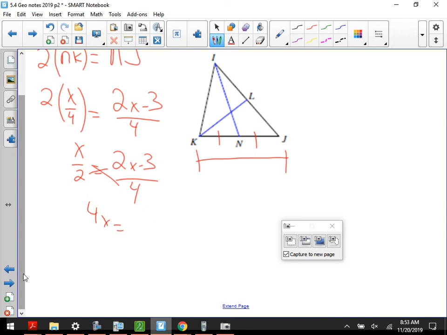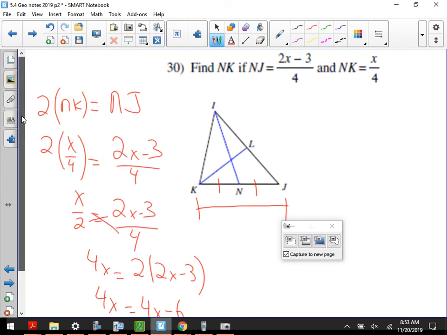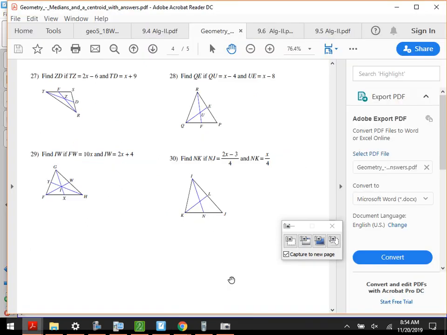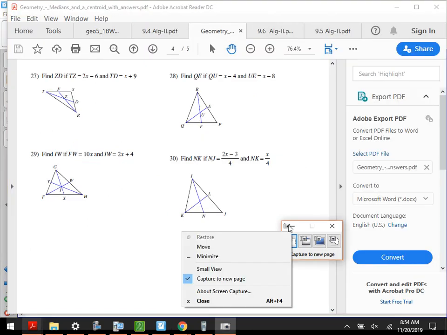2 times the 2x minus 3. And then I get 4x is 4x minus 6, and I get 0 for -6. Did I write something down wrong? This is actually no solution. I didn't give you an answer on that one, number 30. Did you guys look at the answer at the back?